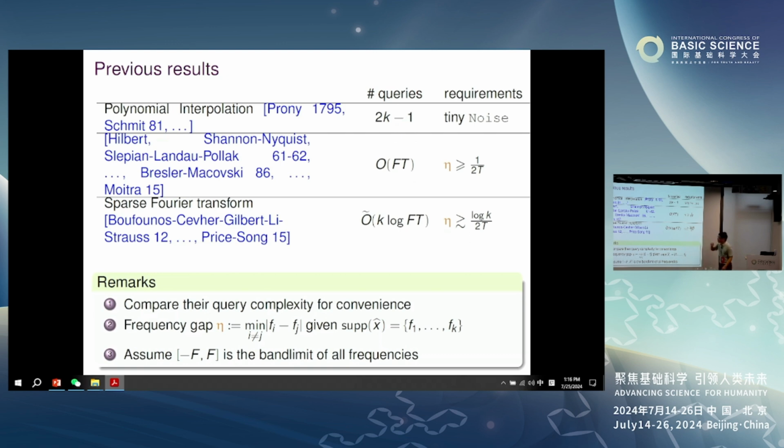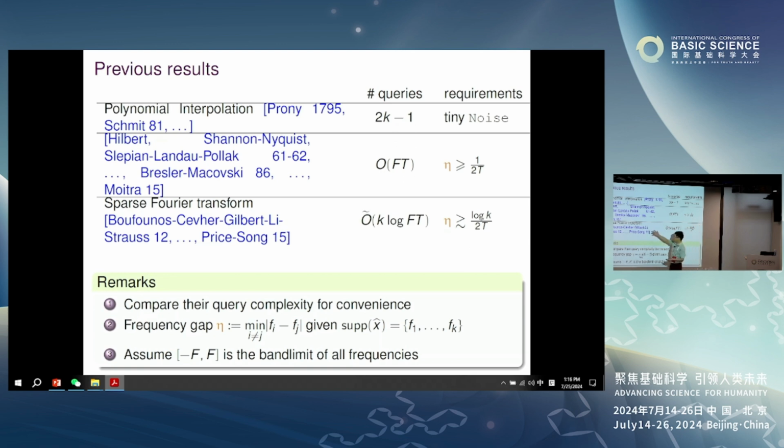But then we can discuss the second line of research. This line of research was initiated from the Shannon-Nyquist sampling. It takes basically O(FT) queries on the input signal, and its running time is polynomial in FT. But it still has another requirement that the frequency gap has to be at least 1/2t, similar to the periodic signals. This 1/2t we have discussed before is the gap of periodic signals.